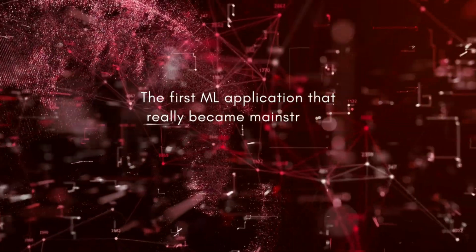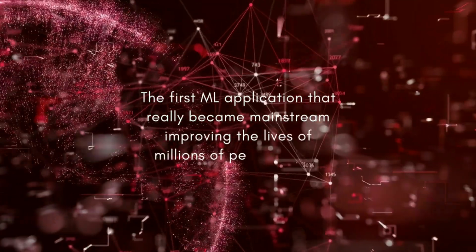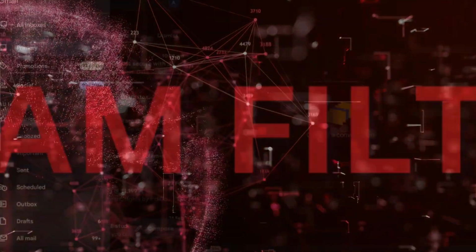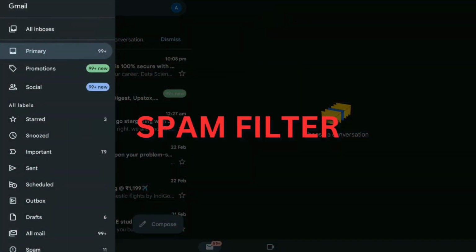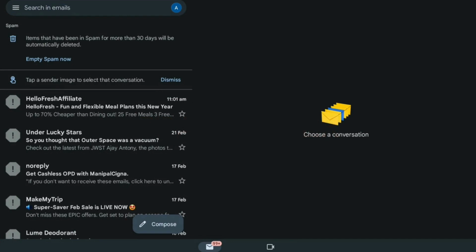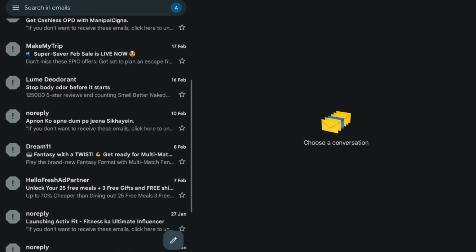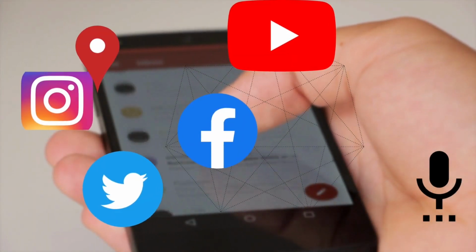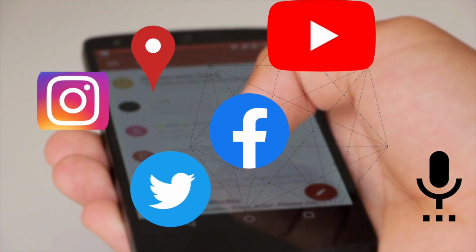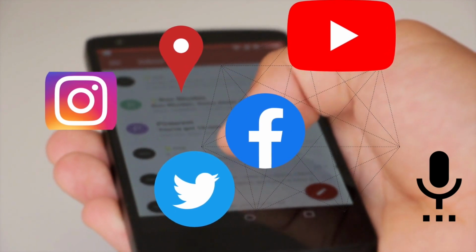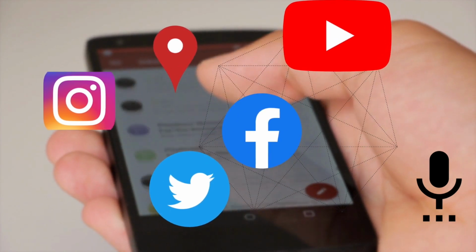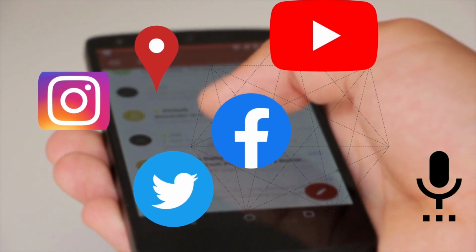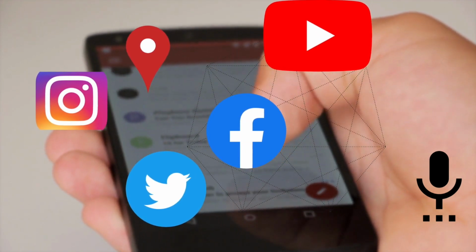The first ML application that really became mainstream in the 1990s, improving the lives of millions of people, was the spam filter. It has learned so well that you need not identify an email as spam anymore. It was followed by hundreds of ML applications that quietly power hundreds of products and features that we regularly use on a daily basis, from better recommendation systems to voice search.